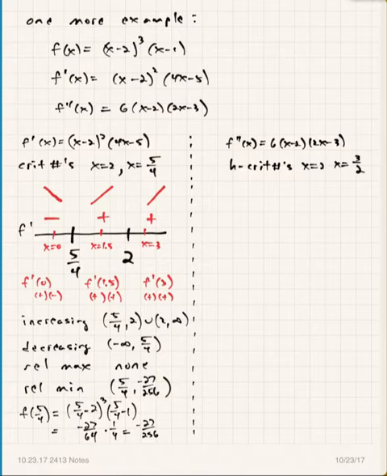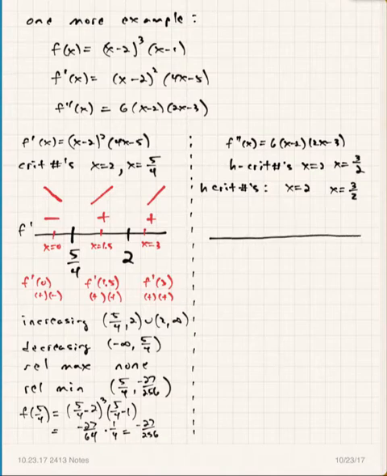All right, the second derivative. Let's go through the analysis of the second derivative. So now the hypercritical numbers, and I've already calculated the second derivative for you. The hypercritical numbers are going to be at x equals 2 and at x equals 3/2. And so our analysis of the signs, we put 3/2 and 2 on the number line.